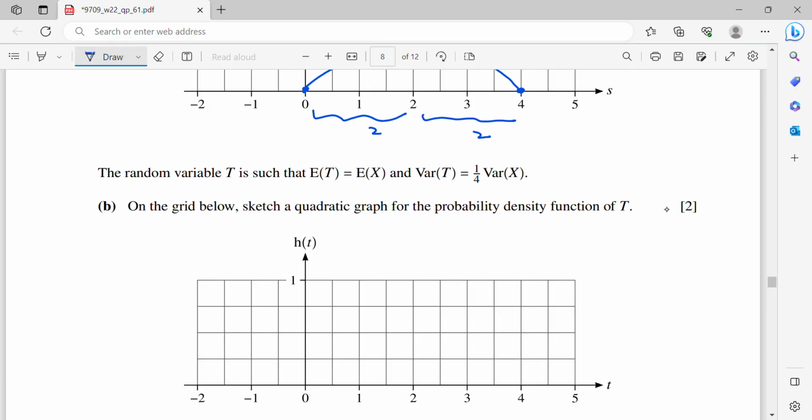Now, the random variable T is such that the mean of T is the same as the mean of X. That means now E(T) is the same as E(X). So the line of symmetry will be the same. So the line of symmetry will be at x equals 1.